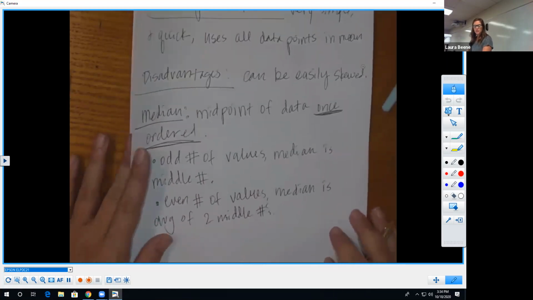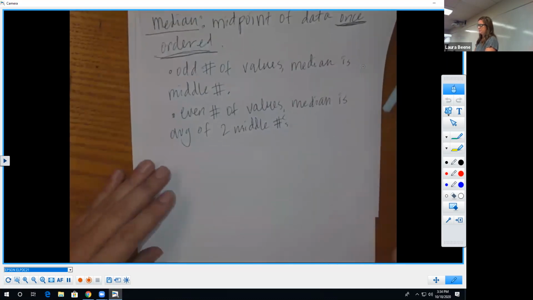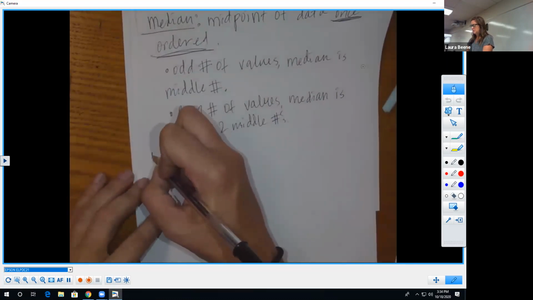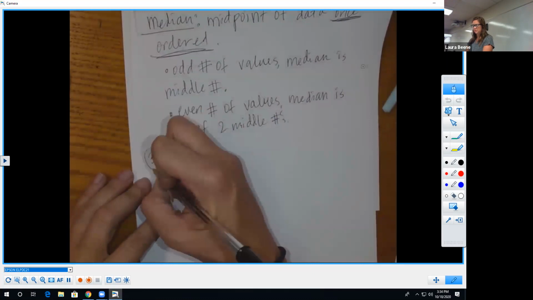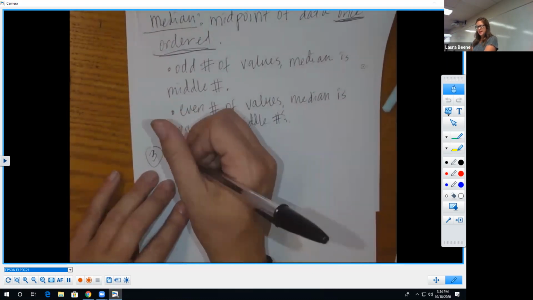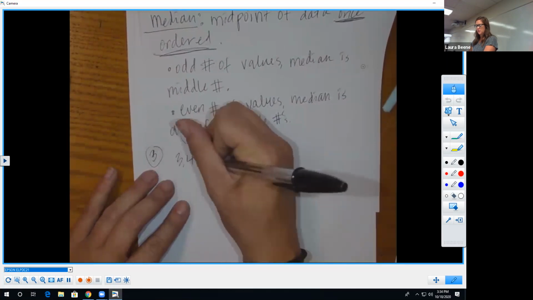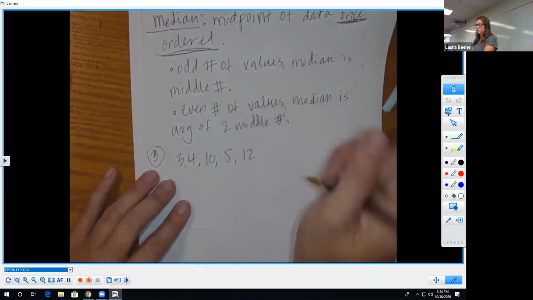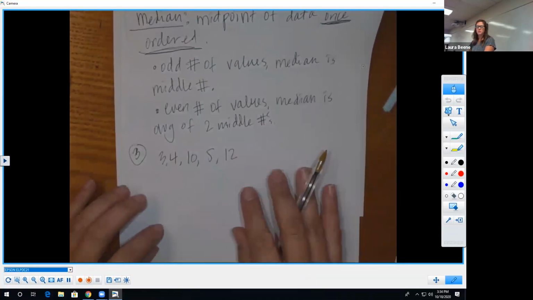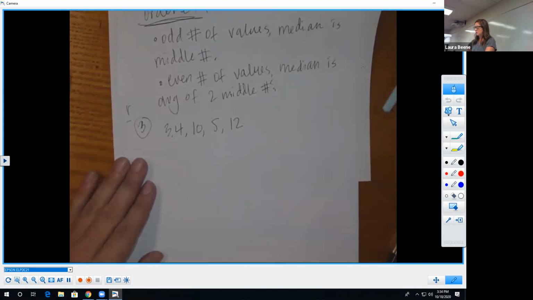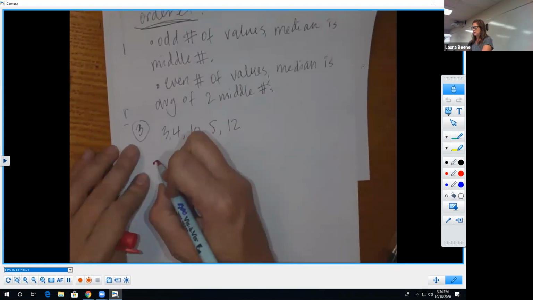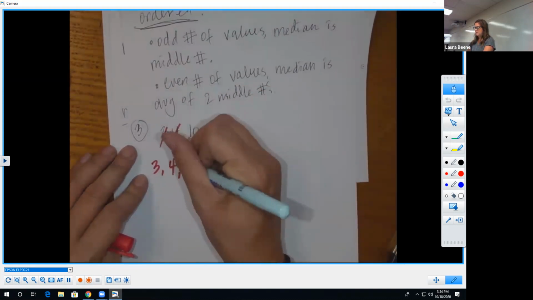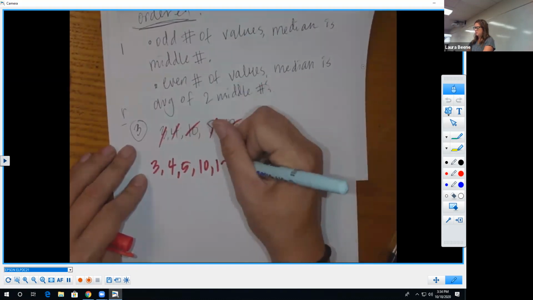Okay, so let's do two problems, one with an odd number of values, the other with an even number of values. Okay, so the first problem, I'm gonna call this number 3, because I think we're on number 3. So for example, if I had 3, 4, 10, 5, 12, let's do that. 1, 2, 3, 4, 5 numbers here. Okay, so first thing I have to do is put it in order. When I put it in order, 3 is my smallest number, then 4, I like to cross them out as I go, then 5, then 10, then 12.